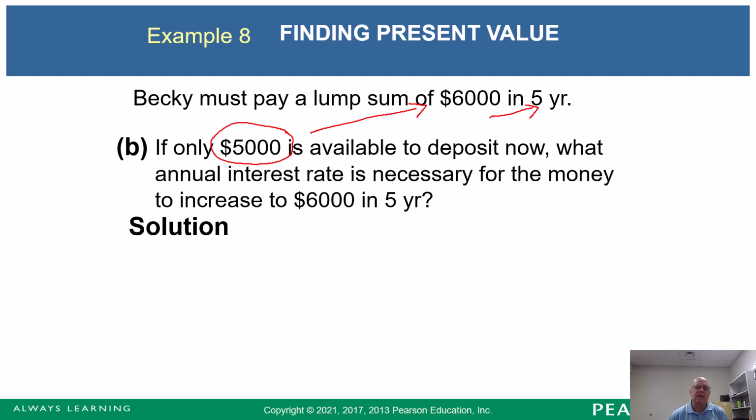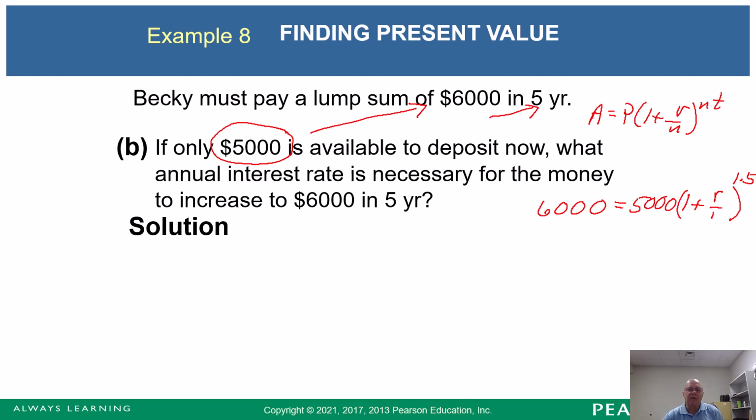Well, what we've got now is that original formula and we have everything except the rate. We want to end up with $6,000 as our amount or maturity value. We only have $5,000 to put in. N is 1. We don't know the rate. And it says annual. That's going to make this a little bit easier. Put 1 there and 1 times 5. Then we're going to solve for R.